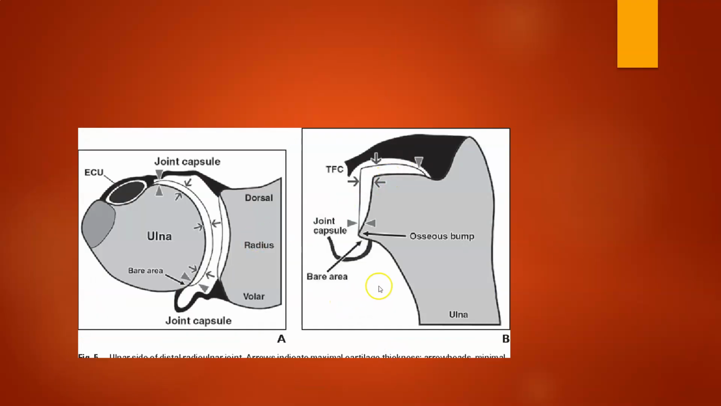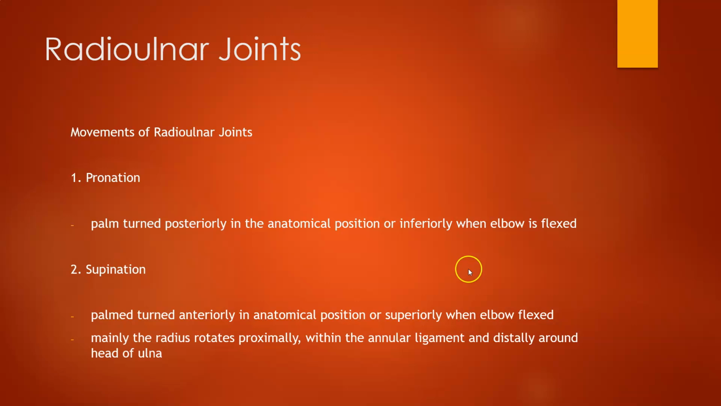So you can see here in the diagram, you've got a number of different things. Here's your joint capsule, and you can see how the disc fits in. Here's your ulna and radius and so forth. You get the idea of how it all sits together.